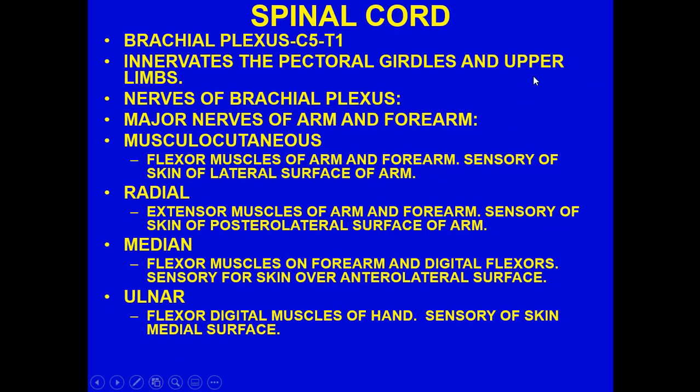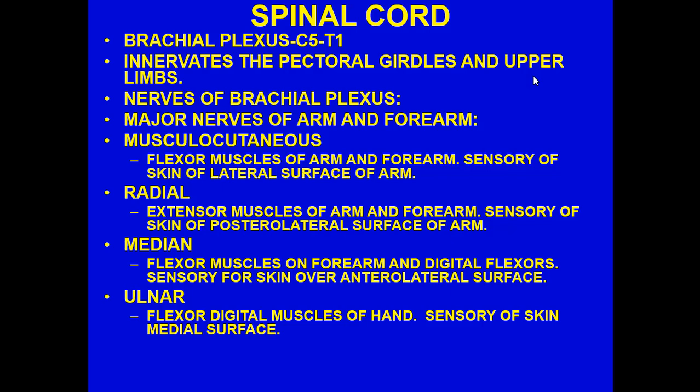The brachial plexus, which is C5 to T1, this innervates the pectoral girdles and upper limbs. Nerves of the brachial plexus, the major nerves of the arm, the forearm. That's one of the two things that you're going to be mindful of when we talk about the brachial plexus. So these include the musculocutaneous, which oversees the flexor muscles of the arm and forearm, the sensory of the skin of the lateral surface of the arm. The radial nerve, which is the extensor, controls the extensor muscles of the arm and forearm, the sensory input of the skin of the posterolateral surface of the arm.